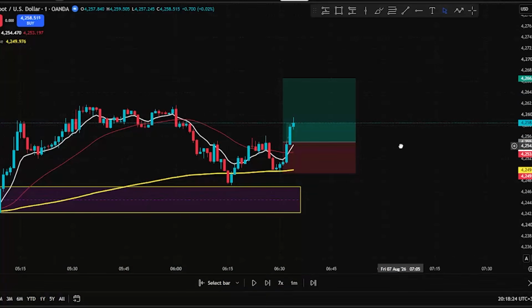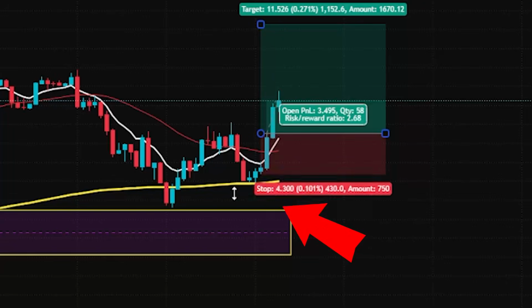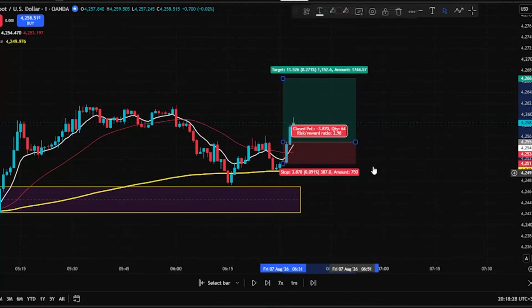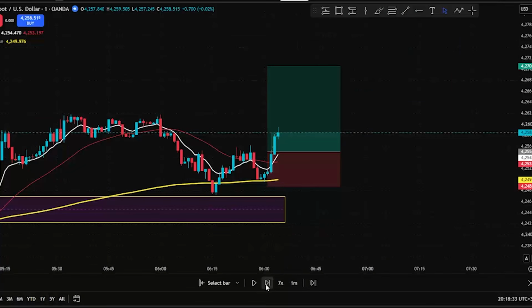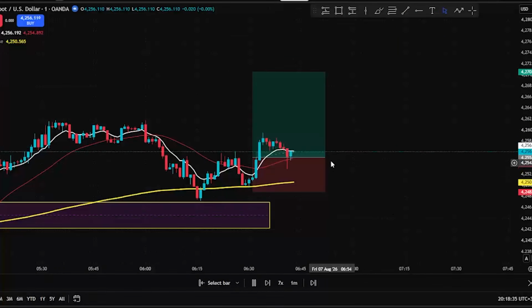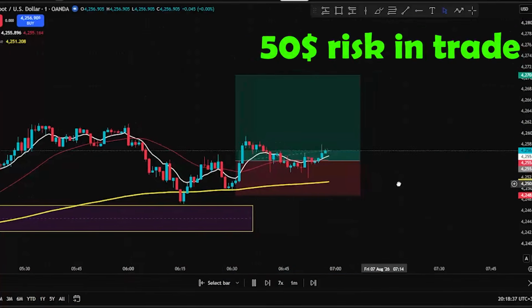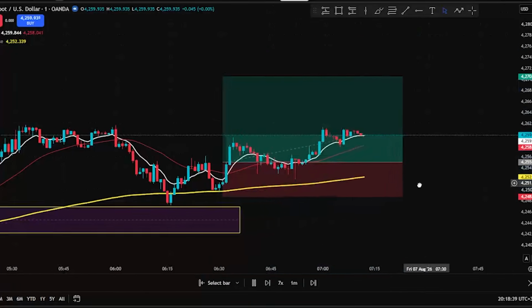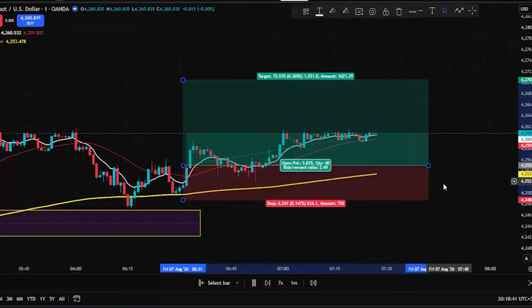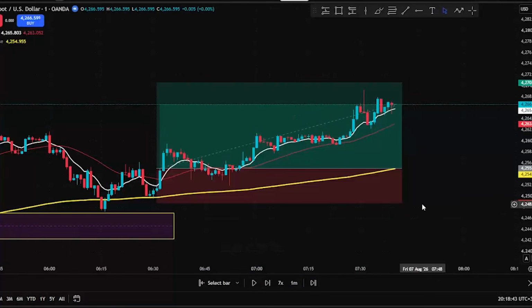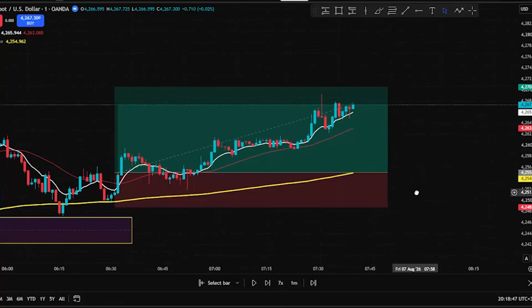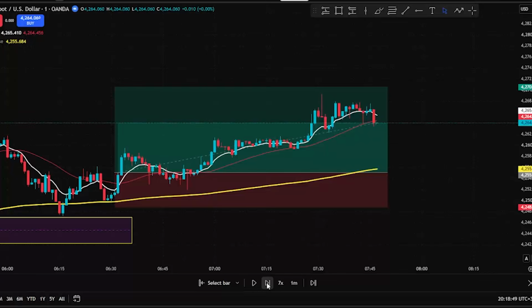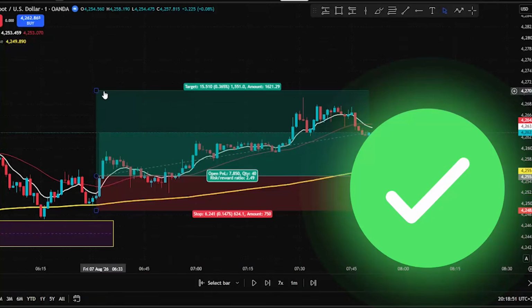Entry, after the confirmation candle closed. Stop loss, below the last low formed in the correction. Target, based on a risk-reward ratio of 1 to 2. That is, if we risked $50 in this trade, our target was $100 in profit. After entry, the price continued its upward movement without touching our stop and reached the target. The result of this trade, a successful win with full compliance with the rules.